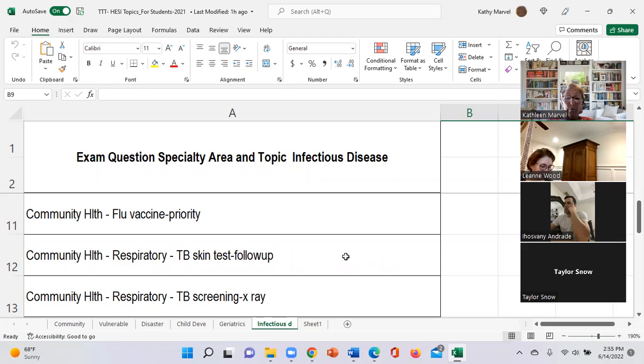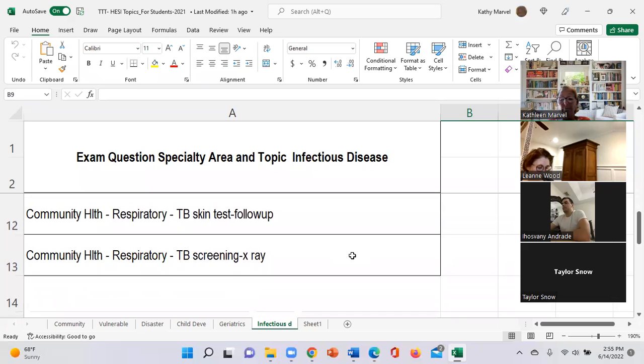And then here's a couple of questions on TB. What they're asking about is a screening x-ray, follow-up. So that's why we added all that information in there about TB. When do you follow up? When do you read it? How do you read and interpret the results? When is a screening x-ray done? What are we looking for?